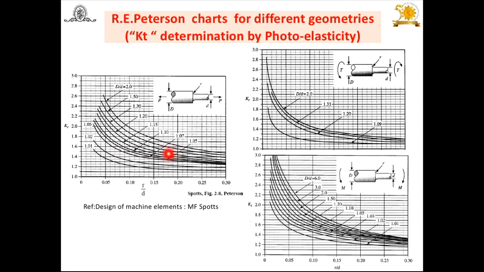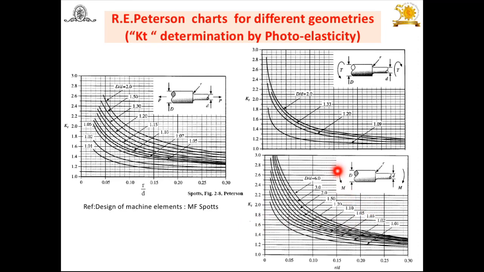This is one way to get the value of KT. Then second, here also the same machine element but subjected to torsional moment. Again, in the laboratory different loads are applied on the machine elements, and accordingly the charts are plotted to get the value of KT, and these charts are available in many data books.